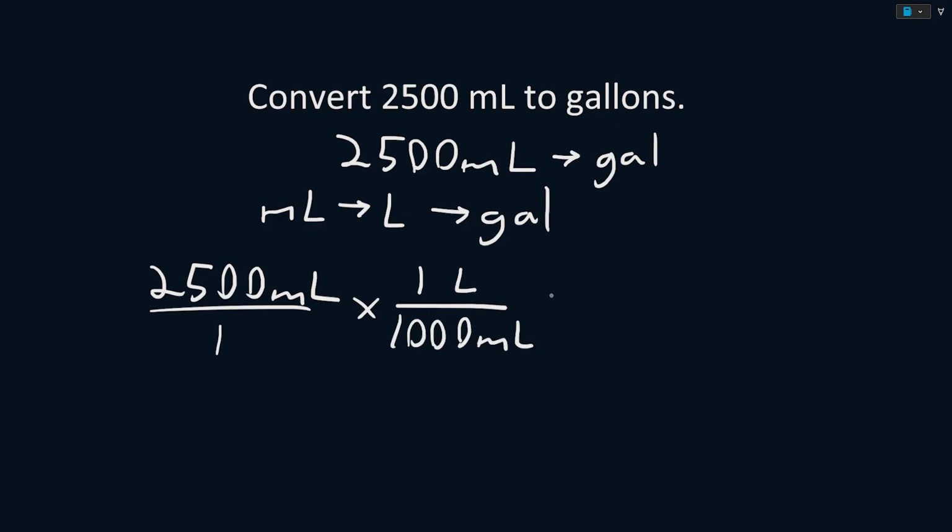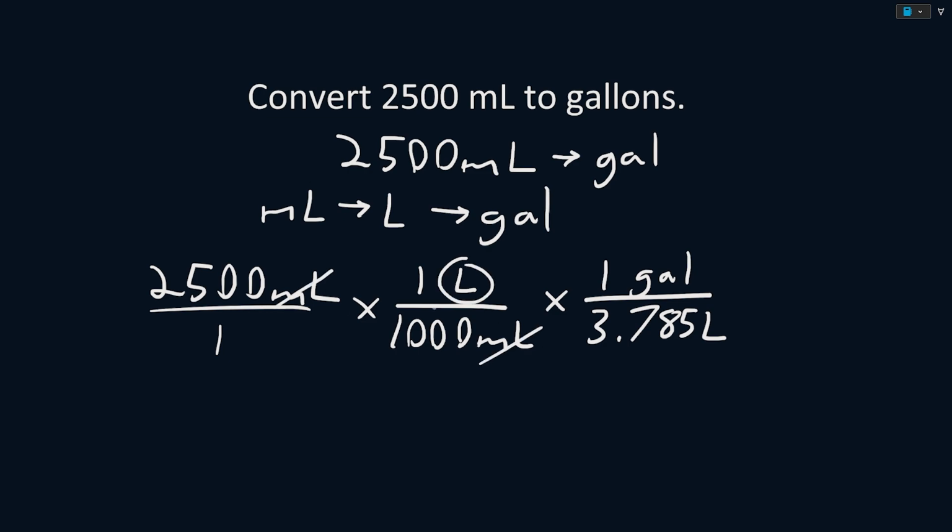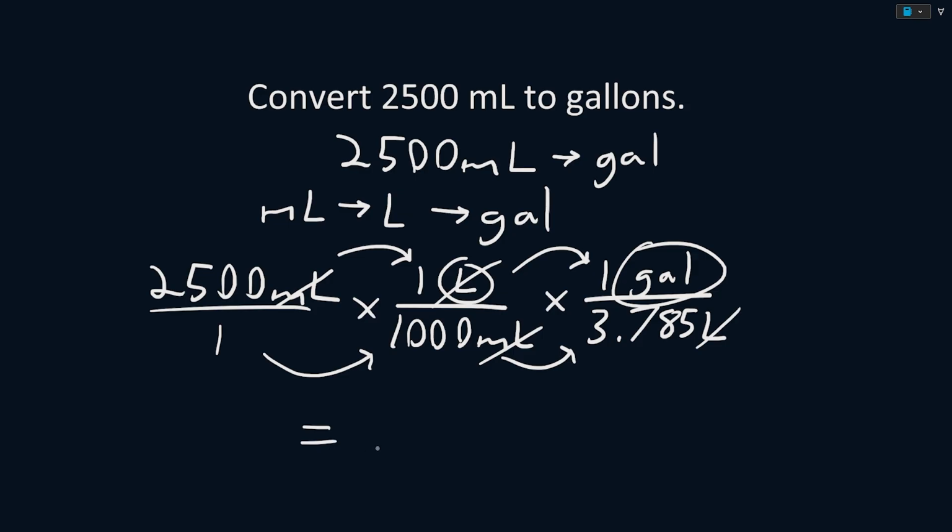Then we convert from liters to gallons by multiplying through a conversion factor that cancels out liters and leaves us with gallons. This is that 1 gallon is equivalent to 3.785 liters. Now we need to make sure that our units cancel to leave us with the units that we want. Here we have the milliliters cancel to leave us with liters, and then the liters cancel to give us gallons. So solving this, we multiply the top values together and the bottom values together, and then divide the two products. This gives us that 2,500 milliliters is equivalent to 0.660 gallons.